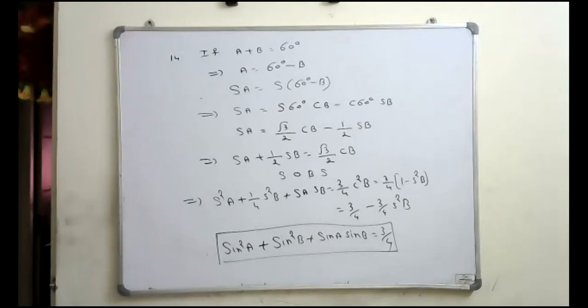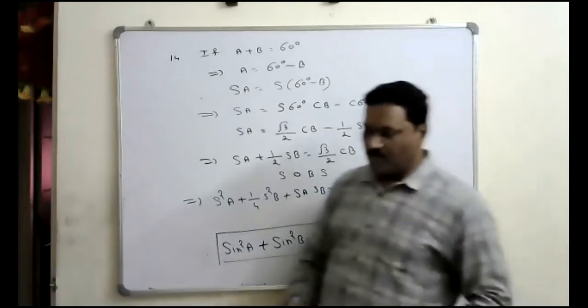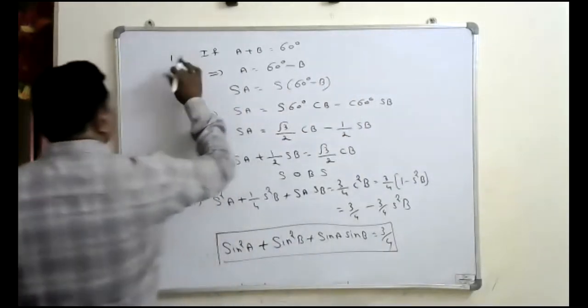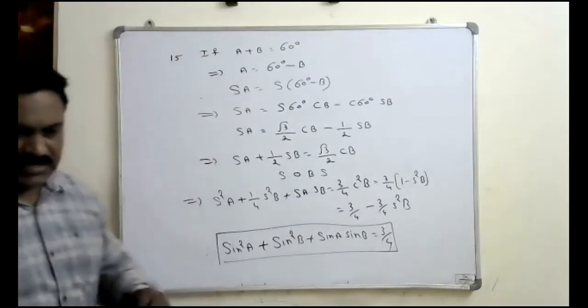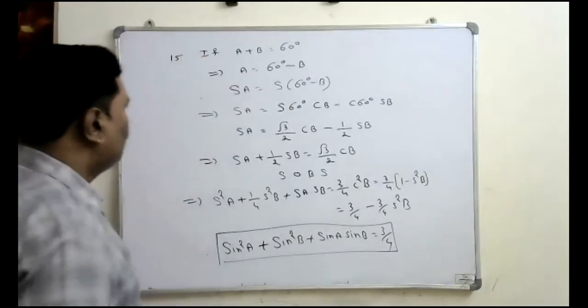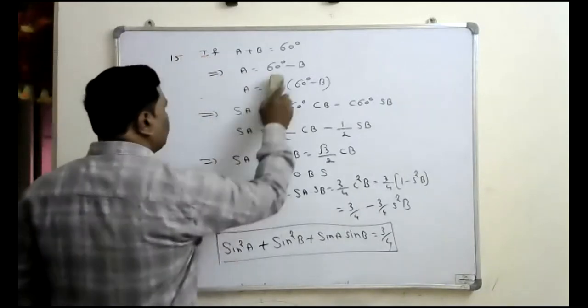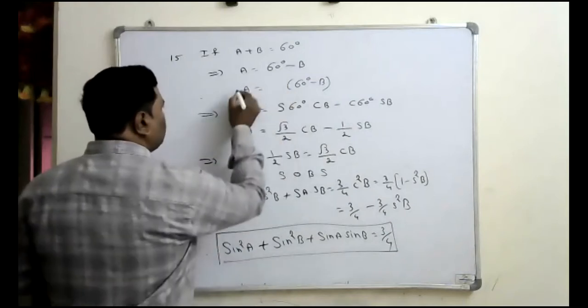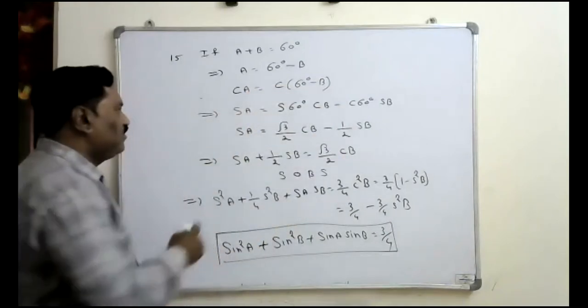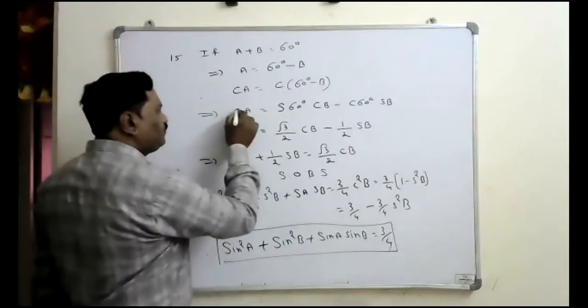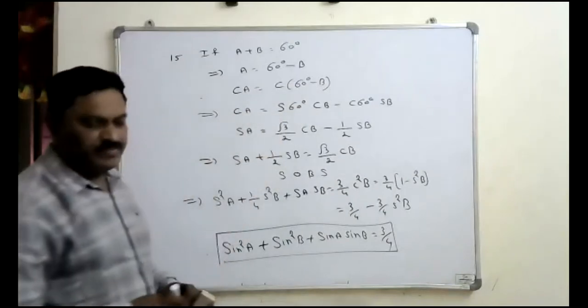Next, similarly, suppose A plus B is equal to 60 degree, we will see the result in terms of the cos. For that, apply the cos on both sides. Then cos A is equal to cos of 60 degree minus B. Then cos A is equal to this cos of A minus B form.